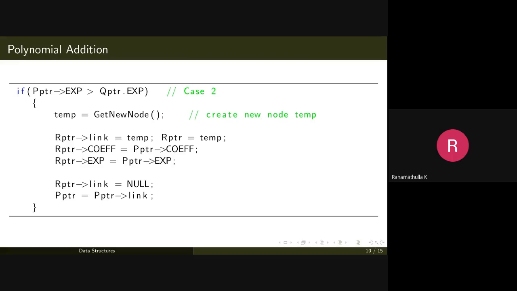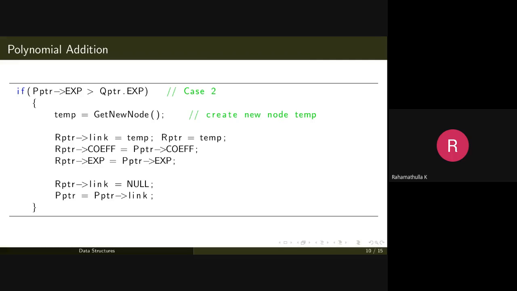and then we will increment only the polynomial pptr pointer link, so that in the next iteration of the while loop we will be considering the next term in polynomial p and the current term in polynomial q.